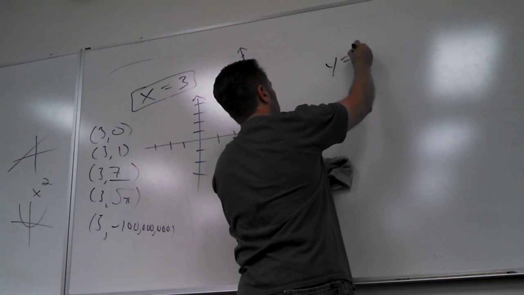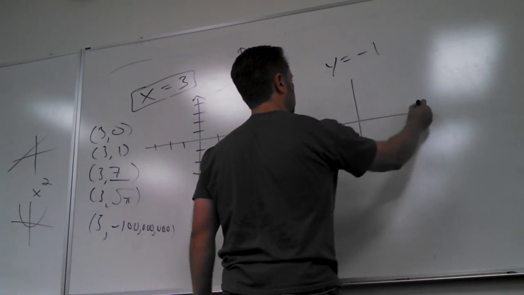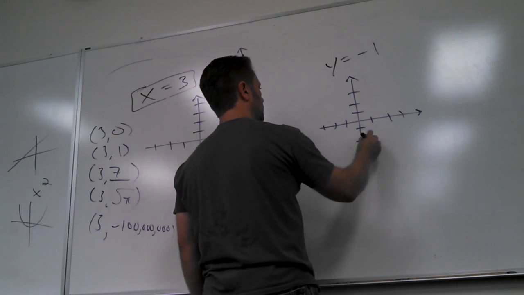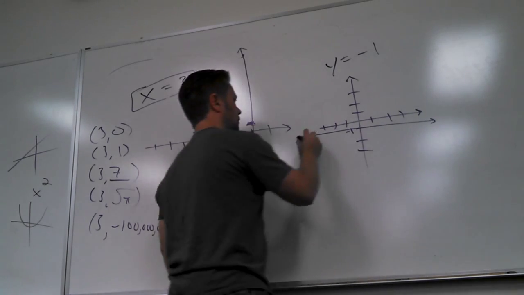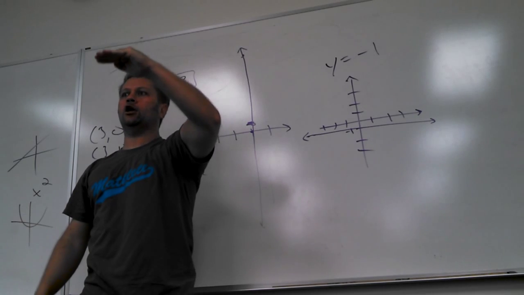Like y equals negative 1. What's that going to look like? At negative 1, that's going to be the line. Because what cannot change now? Y can't change, so I can't go up or down.